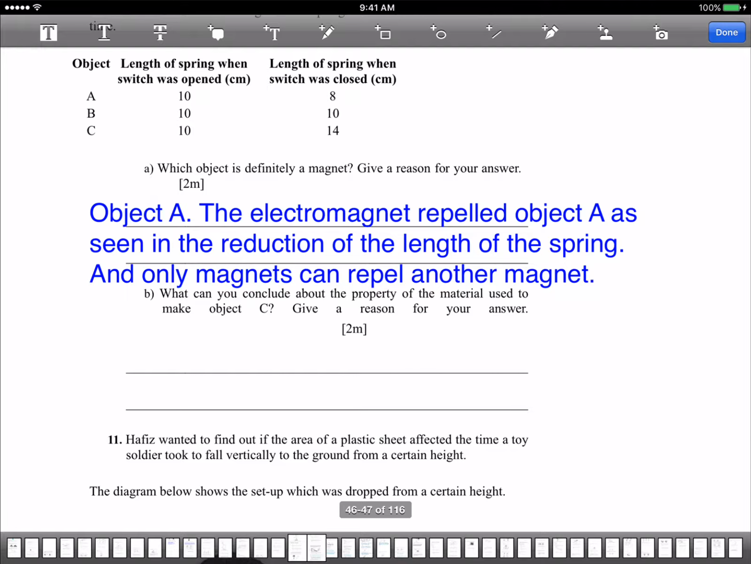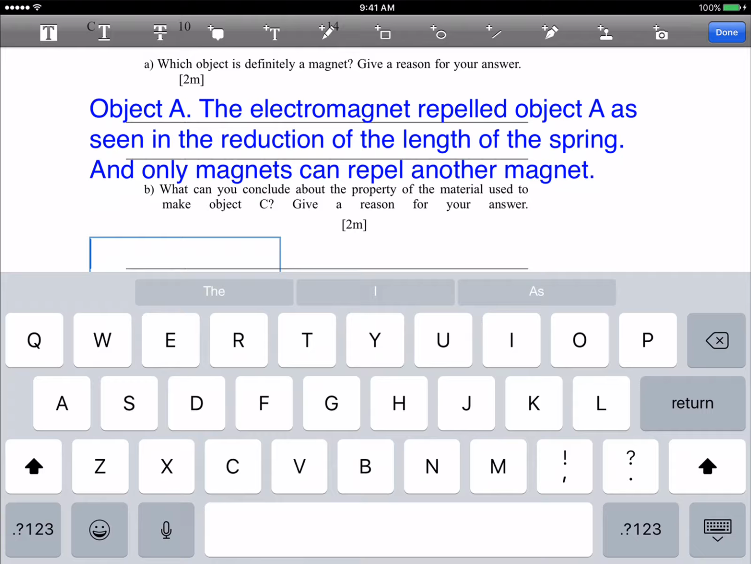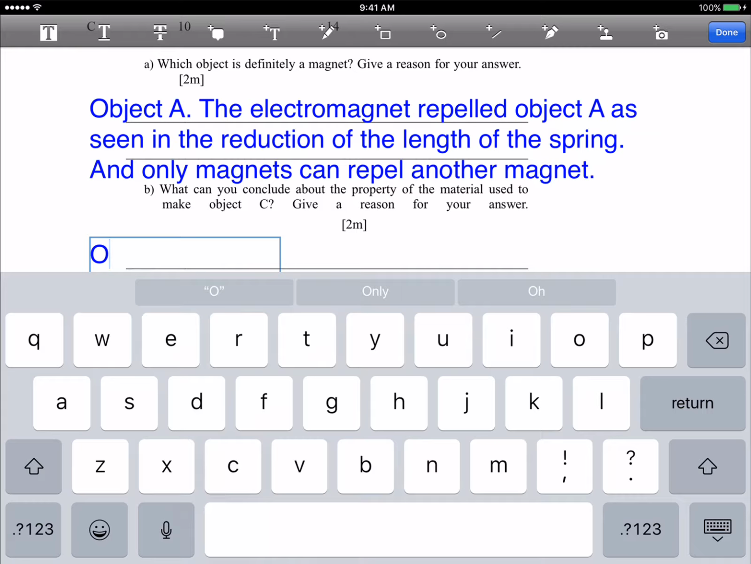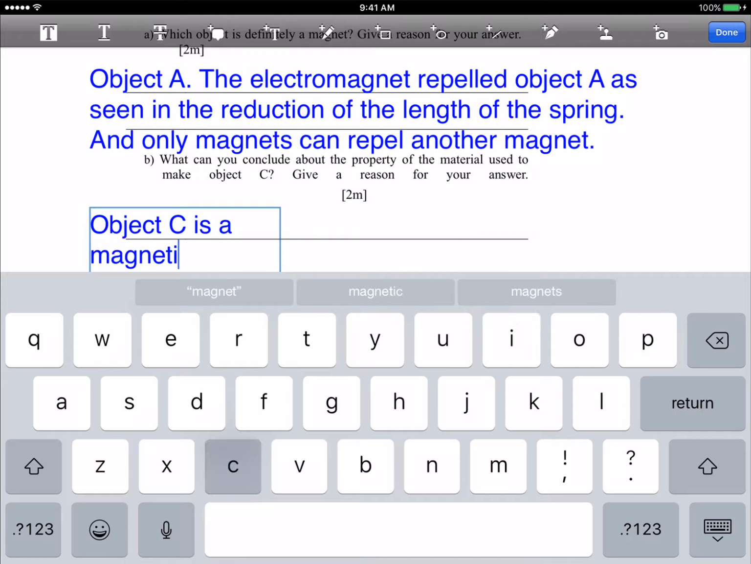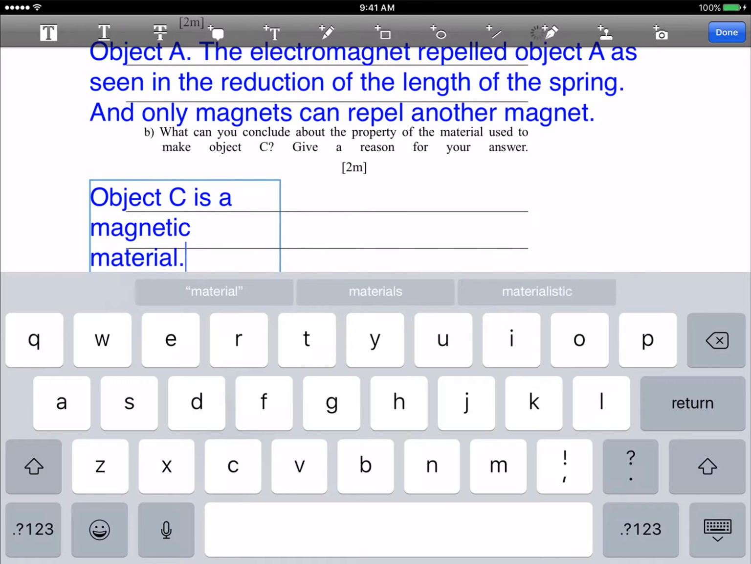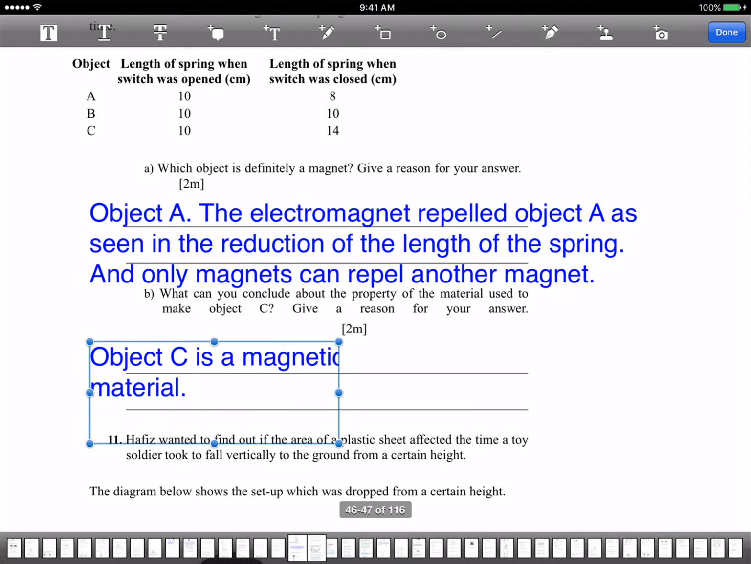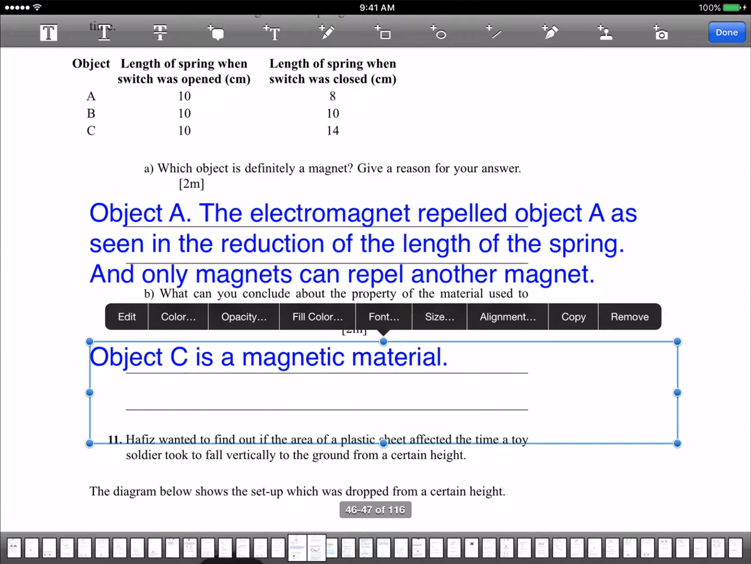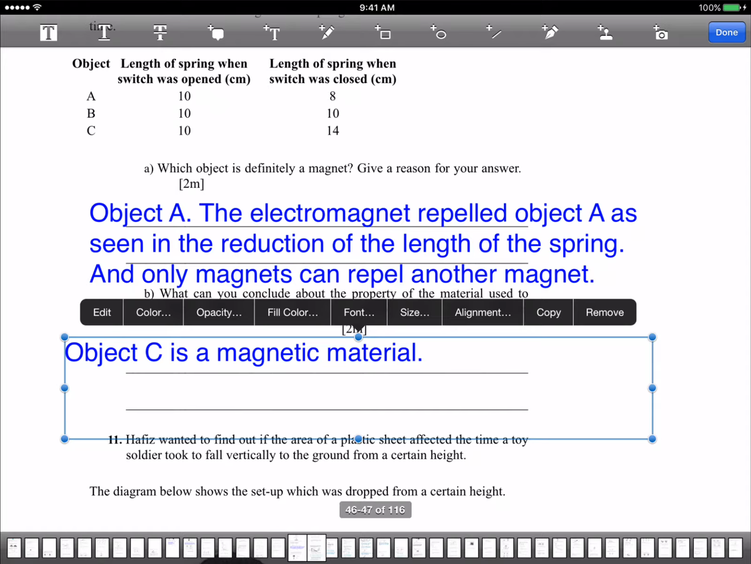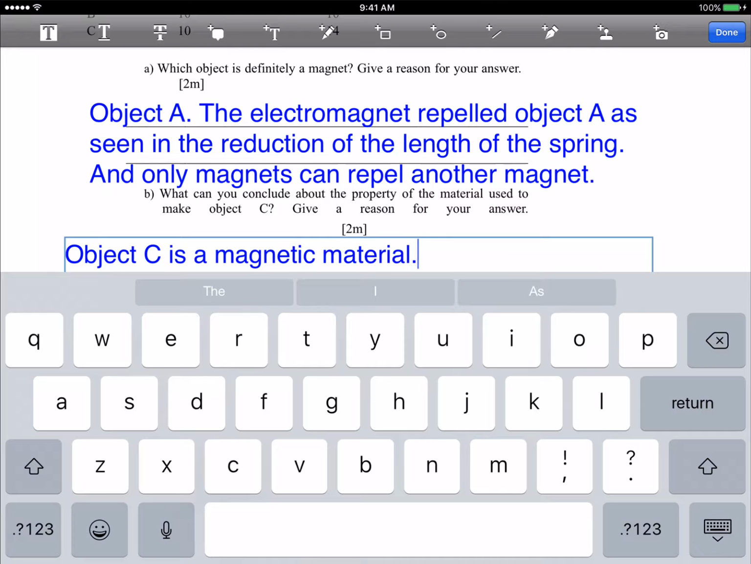Object C, the paperclip. The paperclip is a magnetic material. So we will say that object C is a magnetic material. These are 2 marks questions, which means you have to give a reason for your answer. So how can we tell that it's a magnetic material?